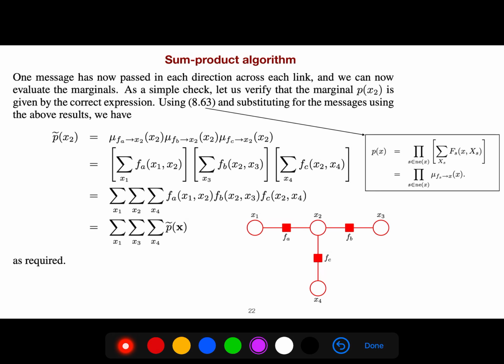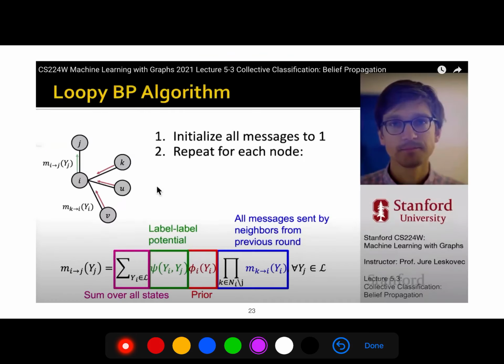So we can verify that this marginal P of x2 is given by the correct expression.